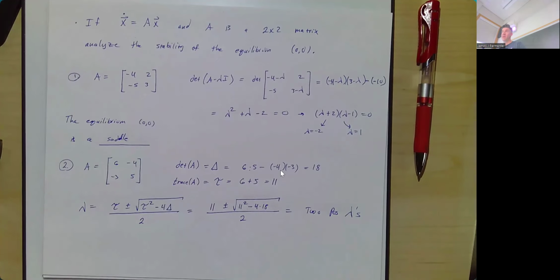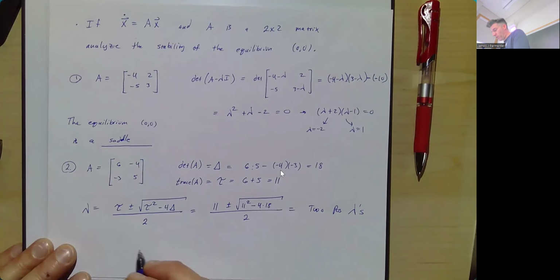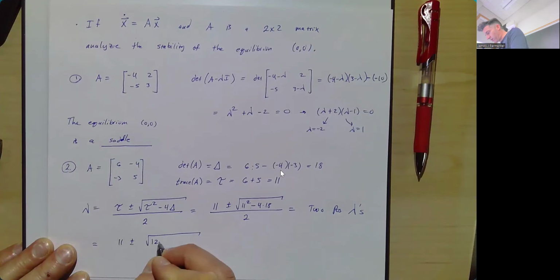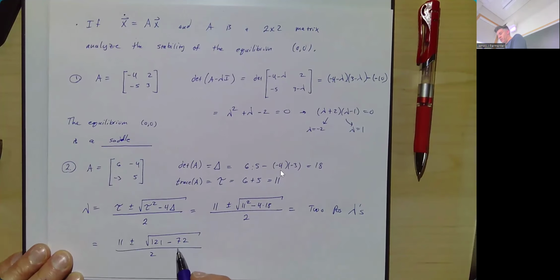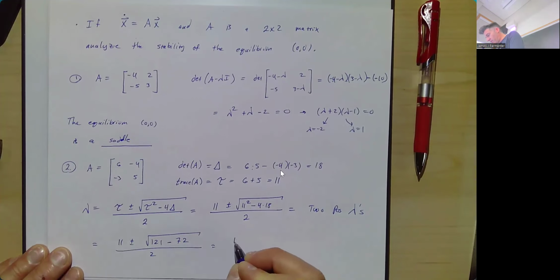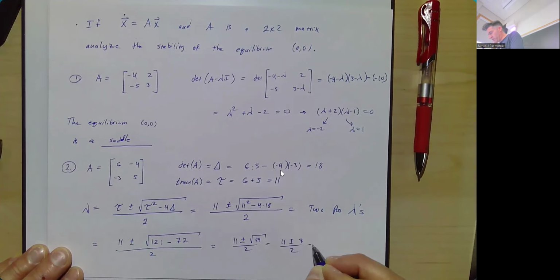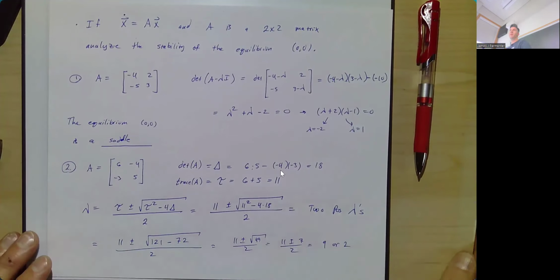Now, let's actually find them just to see it. But that's one way you can do it. So it's going to be 11 plus or minus the square root of 121 minus, let's see, 4 times 18 is 72. And then 121 minus 72 is 49. So you have 11 plus or minus the square root of 49 all over 2, which is 11 plus or minus 7 all over 2, which is 18 over 2 or 4 over 2. So there are your actual 2 positive eigenvalues.